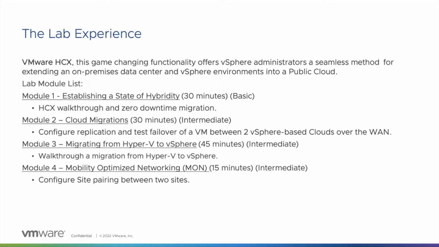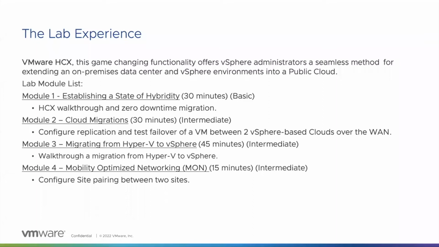These are the modules that we have available to you. We can do the establishing a state of hybridity. This is really talking through HCX at a high level, and then doing the site pairings, the mesh setups, all that kind of initial connections. Module 2 is going to be the cloud migrations. This is where we're going to do a live vMotion, bulk vMotion, and see those in action.